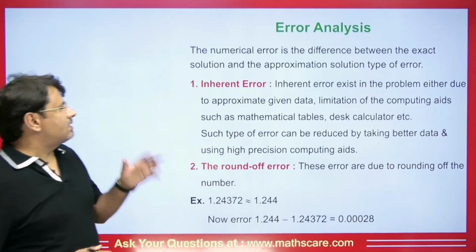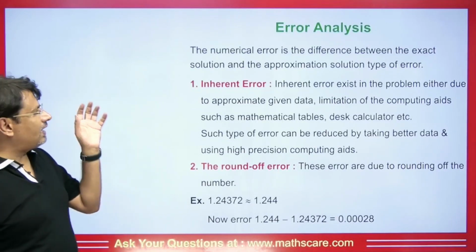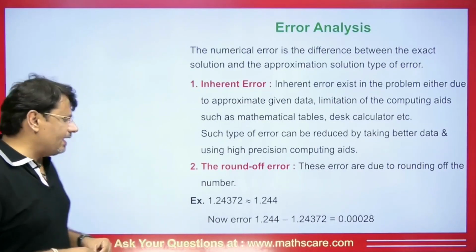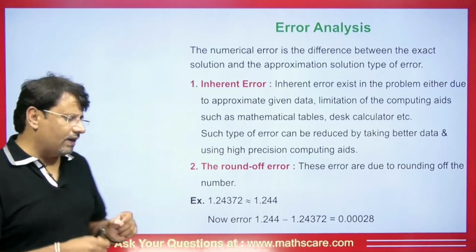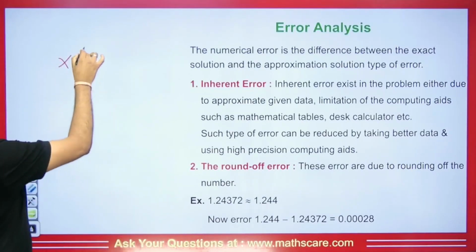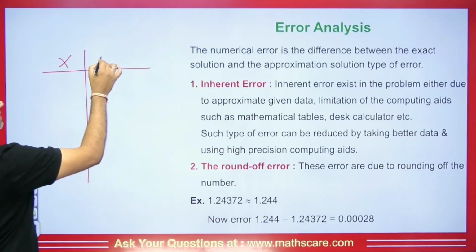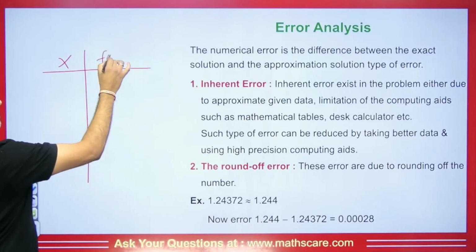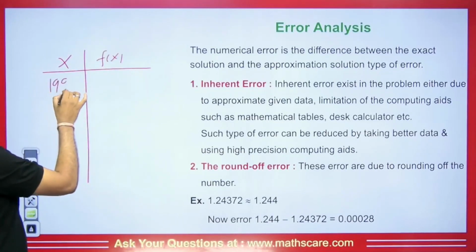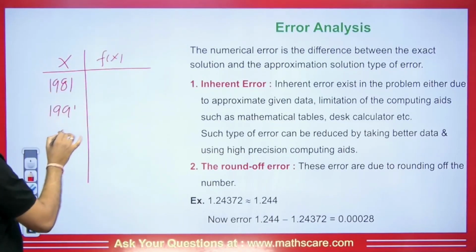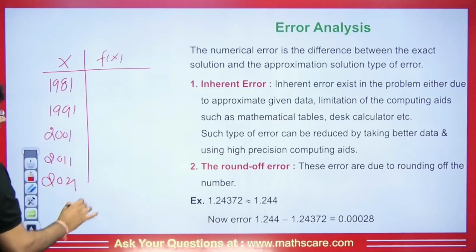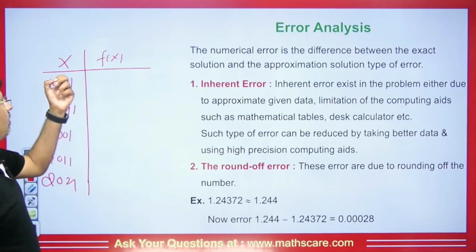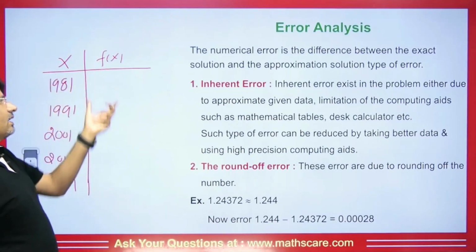Now there are types of errors. The first one is called inherent error. So what is inherent error? That is already present in our data. For example, if you are given some data, let's say x here is the year and here is the population. Let's say we have the years 1981, 1991, 2001, 2011 and 2021. Clear, students? Assume that you have this population data for year x.